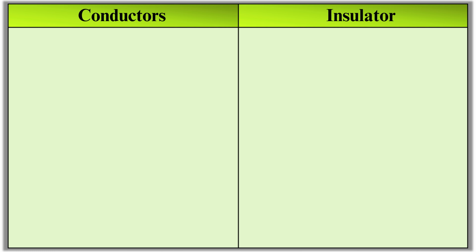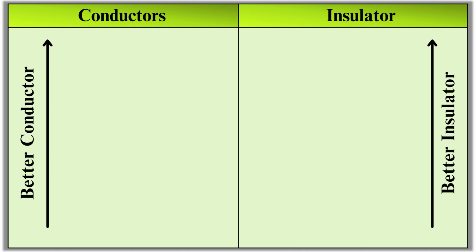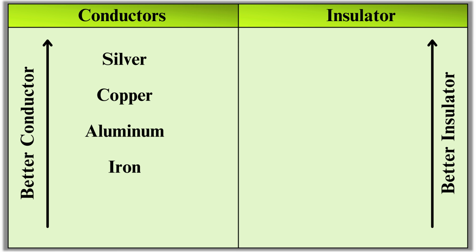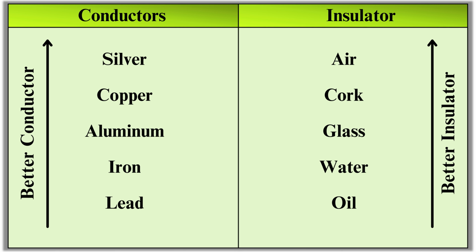Now, better conductors and better insulators. You can see that silver is a conductor, copper is a conductor, aluminium is a conductor, iron is a conductor, lead is a conductor. Now insulators, the best insulators, like air, cork, glass, water, oil, these are called insulators.